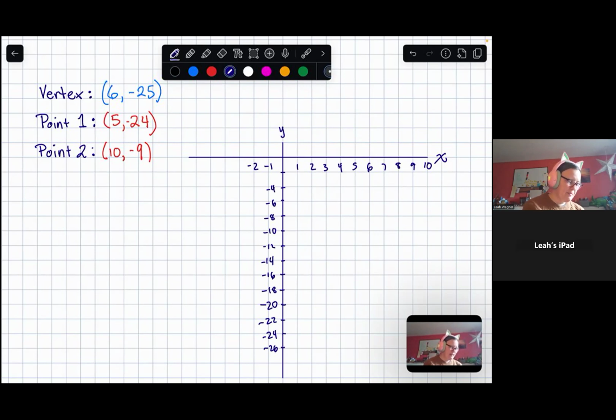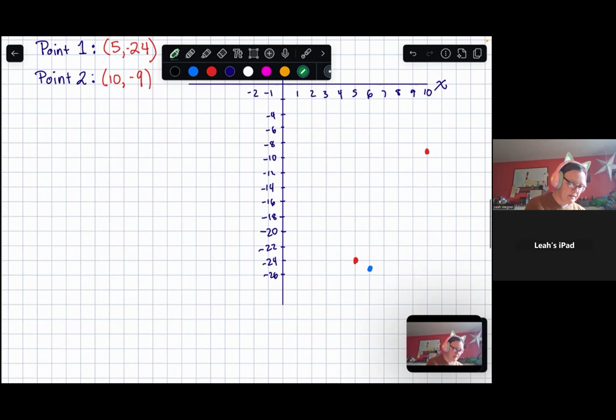Okay, now I'll plot my points. My vertex was at 6 comma negative 25, so 6 negative 25 sits right in here. My point 1 was at 5 negative 24. That sat right there. And my point 2 was at 10 negative 9. That one sits right here. So in order to graph this lovely parabola, all I'm going to do is make sure that I'm going through all of my points.